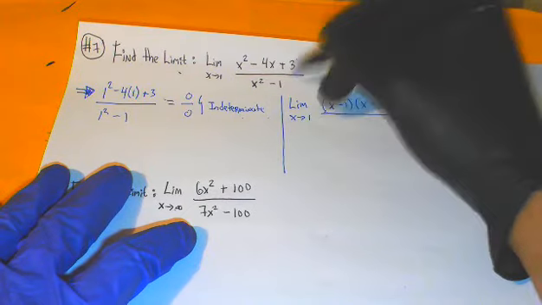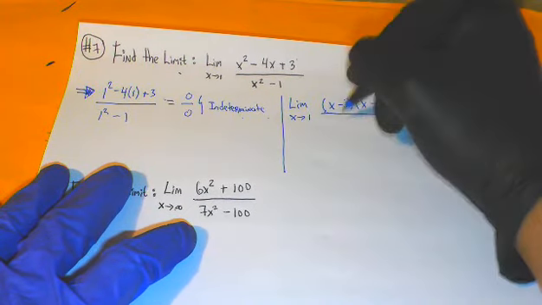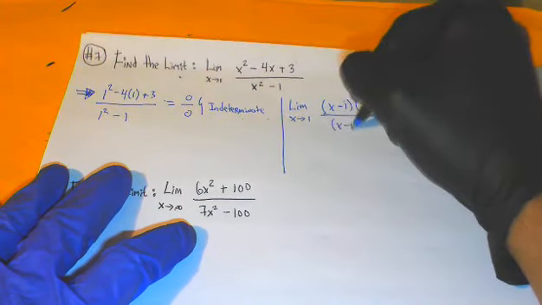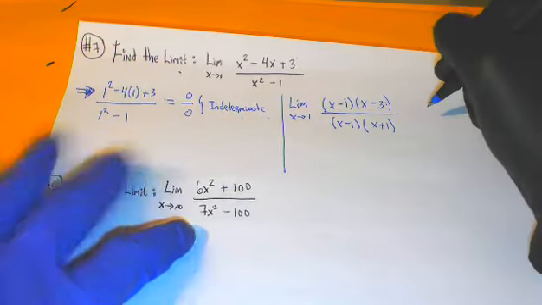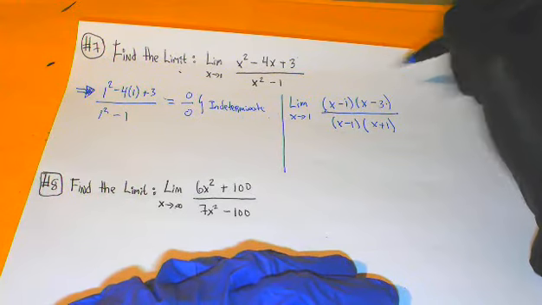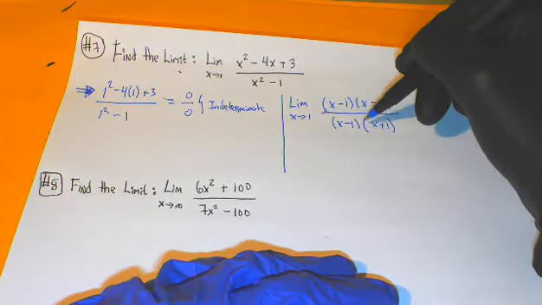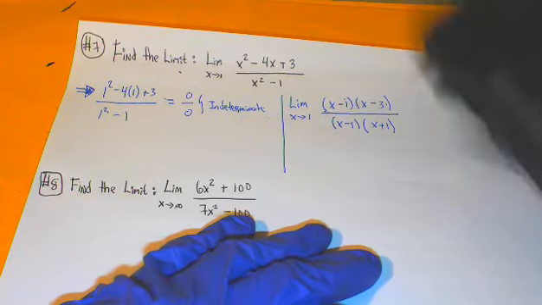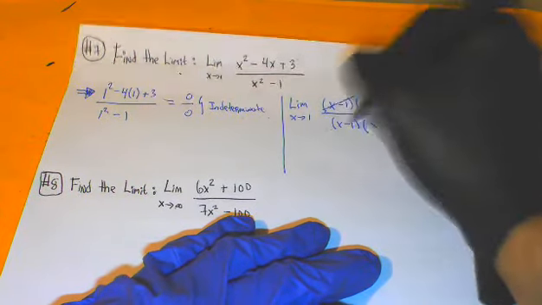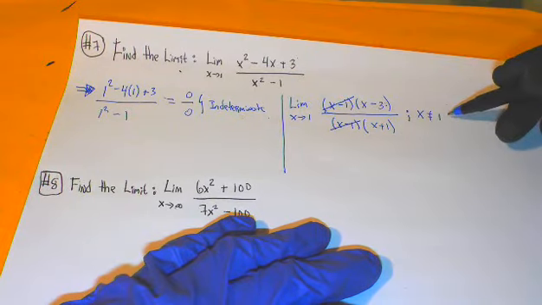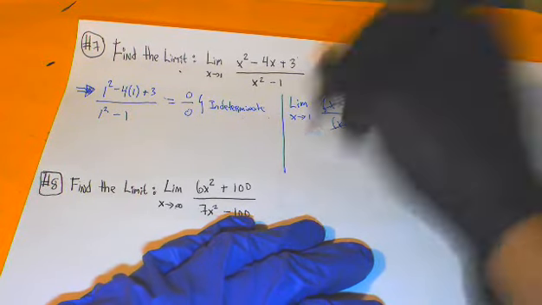Divided by x squared minus 1, that's a difference of two perfect squares, so I have x minus 1 times x plus 1. Now if you notice, I have a binomial factor that both the numerator and denominator have in common. That's x minus 1. So I can cancel that out as long as x is not equal to 1, and we'll have the following.